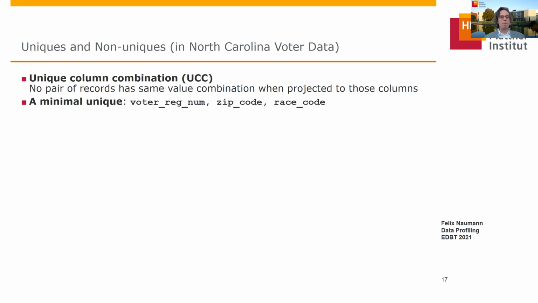Just to give you one example, we looked at, again, this North Carolina voter data. We found one minimal unique column combination, which is the combination of voter registration number, zip code, and race code.